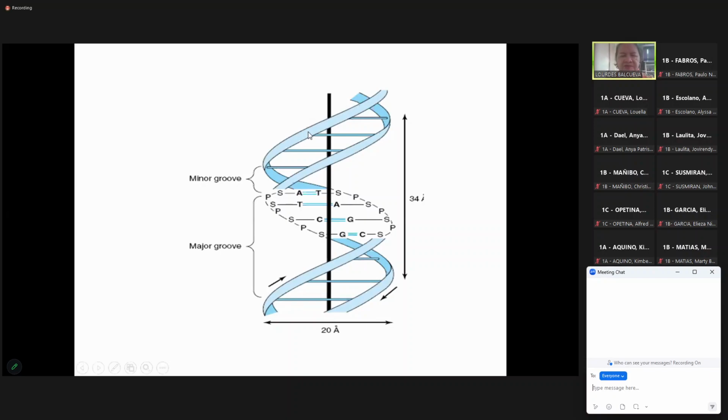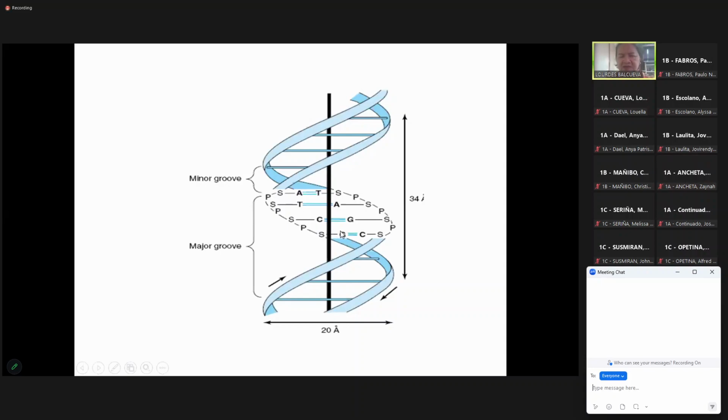And you have two grooves here: the minor groove and the major groove. What do you think occupies the major and the minor grooves? The different proteins, histones and the other proteins. While the core is made up of what? The nucleotides. Nucleotides, and there are four of them.